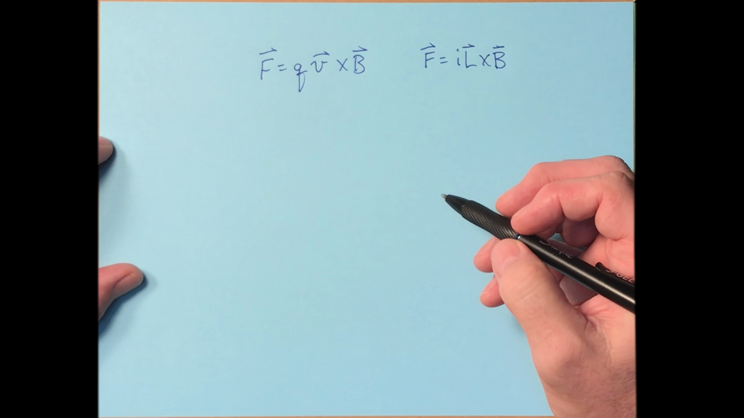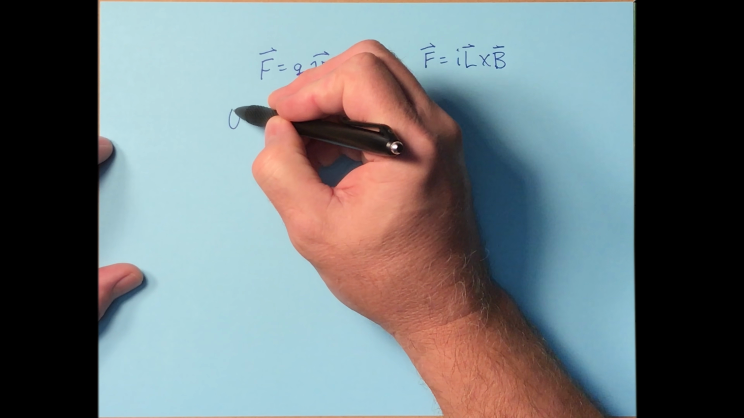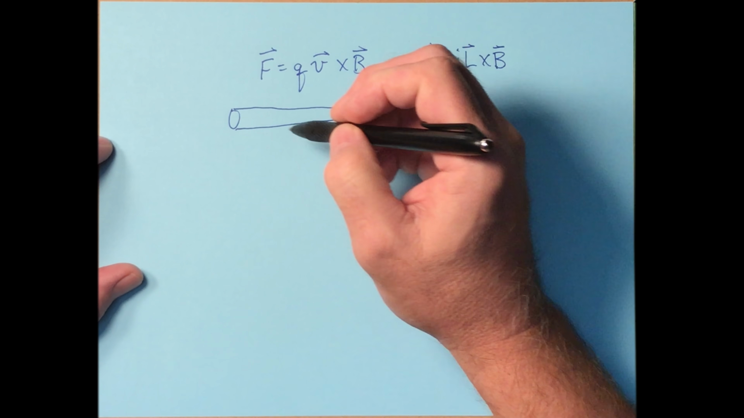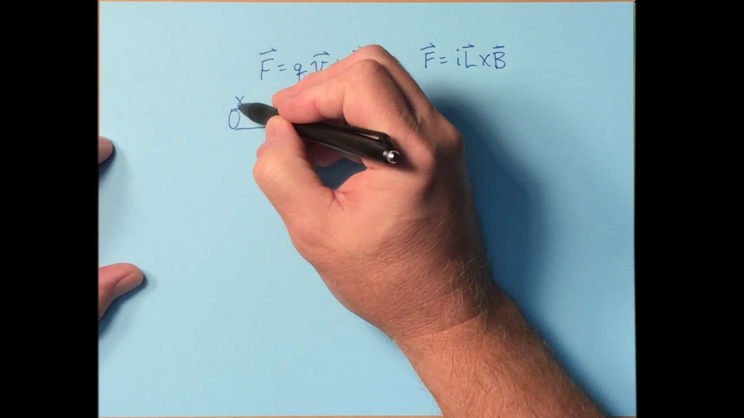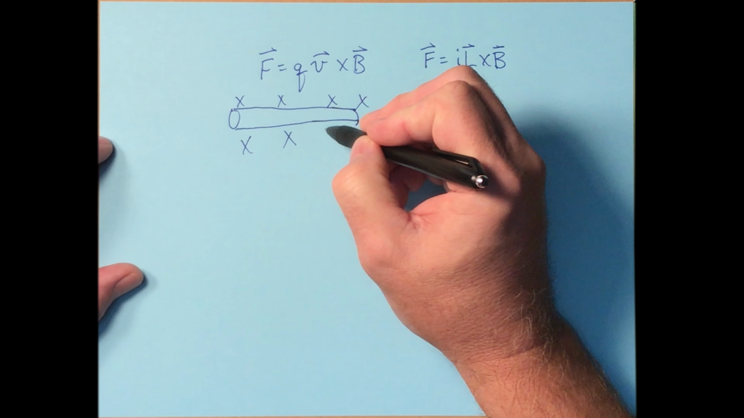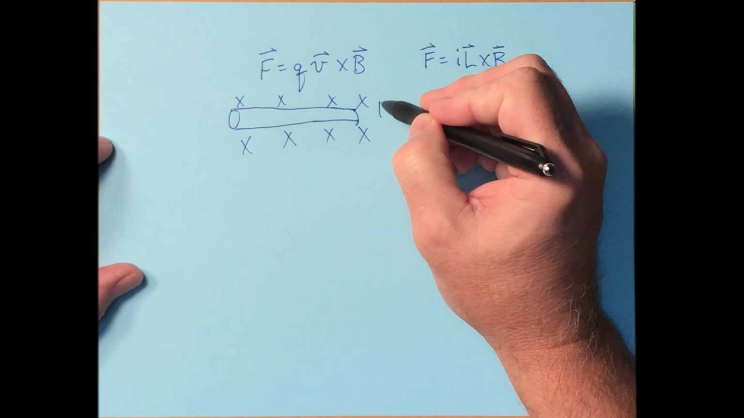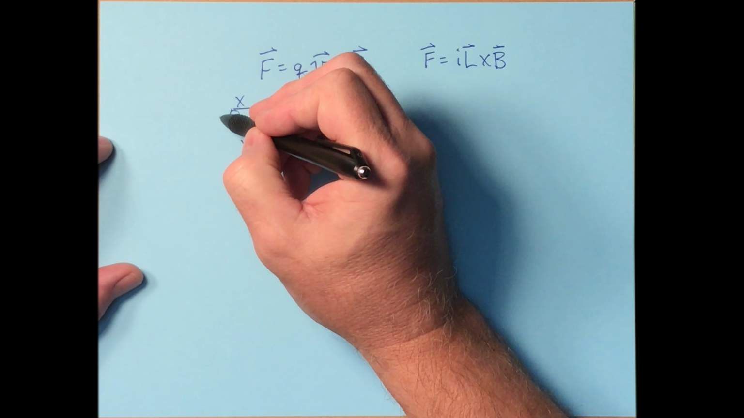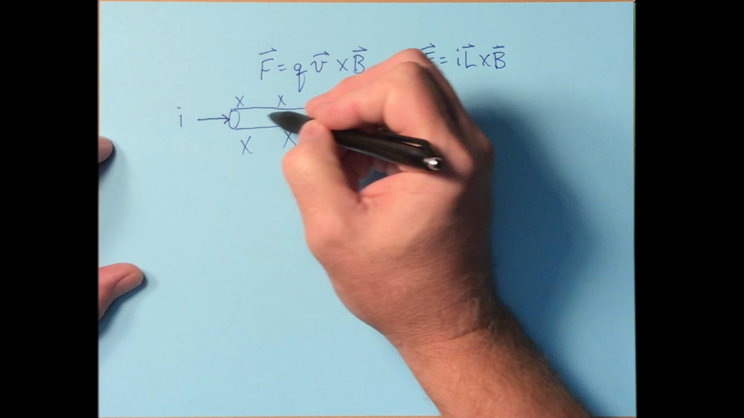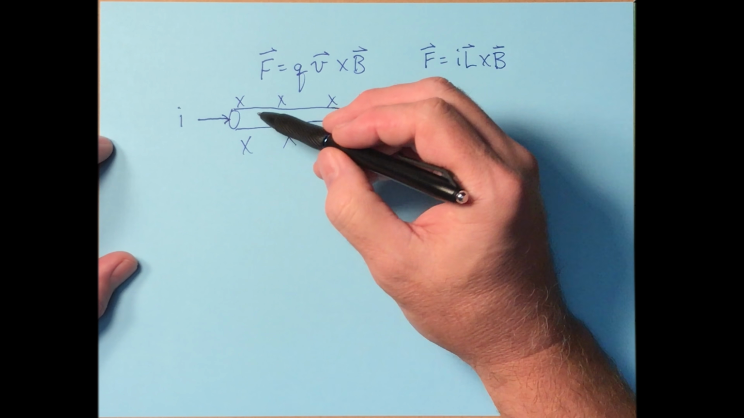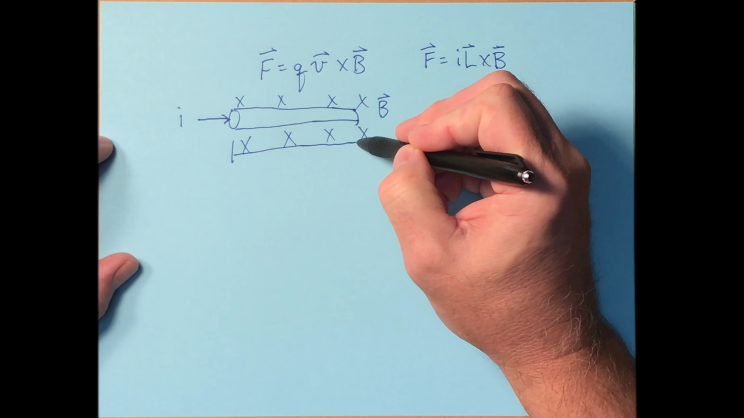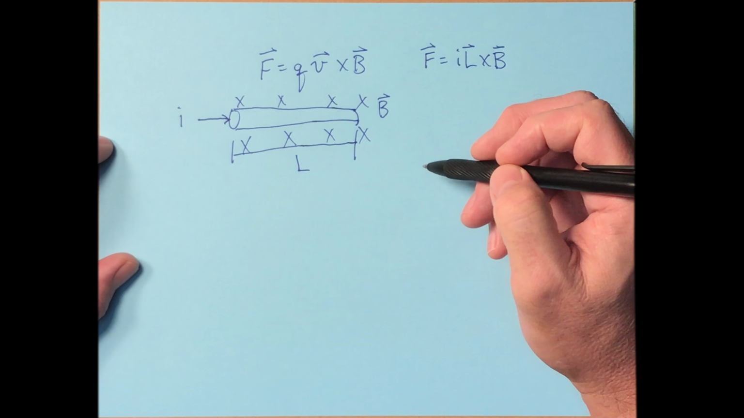The basic idea is that you have a conductor. Let's say this is a piece of conducting wire here, and it's in an external magnetic field, and let's say the magnetic field is directed into the page here. So that's B, and we have a current that is going into the wire. This is a conventional current flow here. All right, and the wire, let's say it has a length of L.